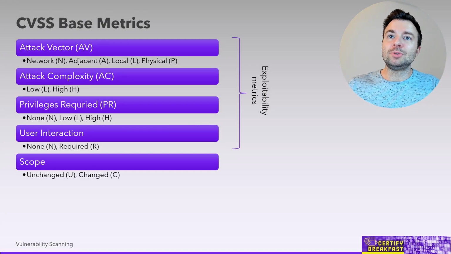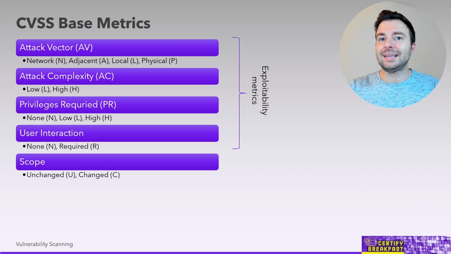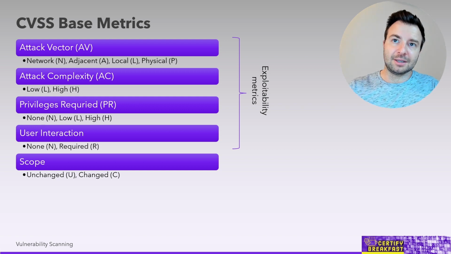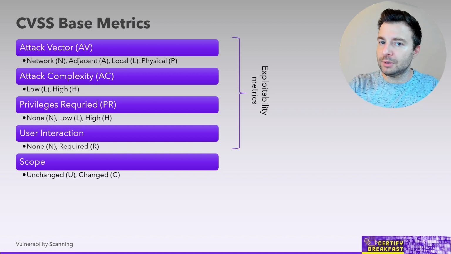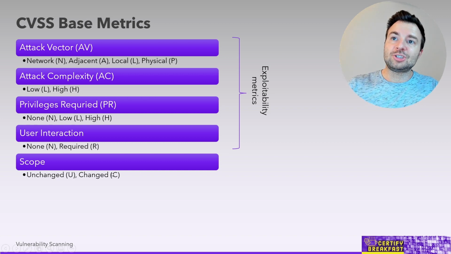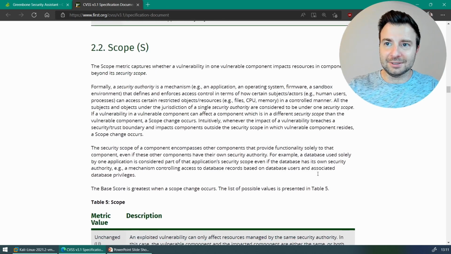Then we move over to the scope. The scope basically means whether the attack can impact other components outside the intended target. So is the scope unchanged? That is, if I'm targeting a specific target, that's the only target that gets affected, or changed if other entities are going to be affected as well. You can probably guess which one is worse than the other, right?